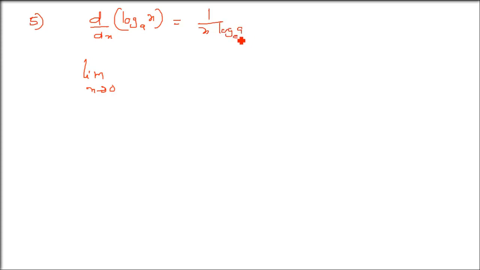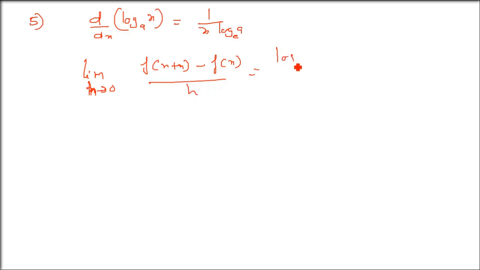Now this was for the natural log. What about d by dx of log which has the base a? Please remember the base is not e, the base is a. We'll apply the direct formula here: limit h tends to 0, and the answer is 1 by x log a, base e. So how do we get it? Limit h tends to 0 of f(x plus h) minus f(x) by h.